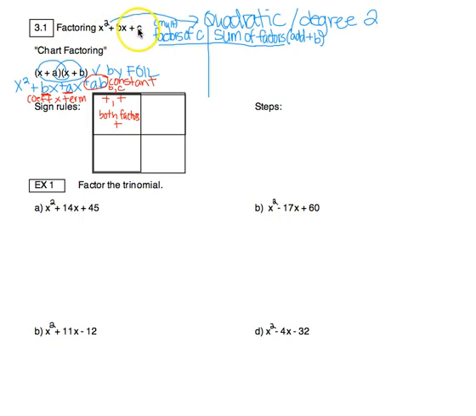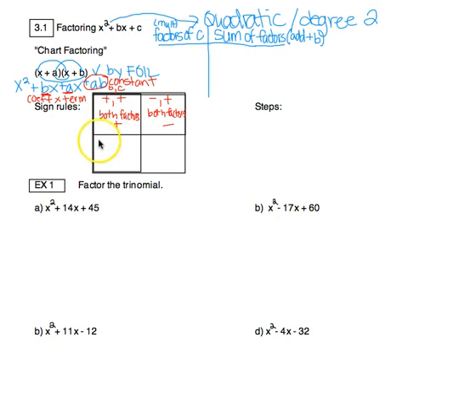If your b and your c, so if the first one is negative and the second one is positive, so meaning negative x term, positive constant, then that means that both your factors are going to have a minus. So it would be x minus a, x minus b.